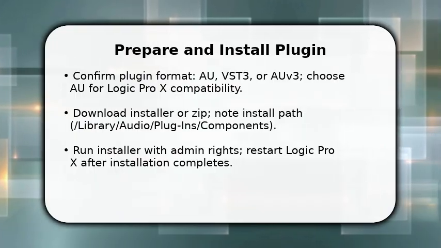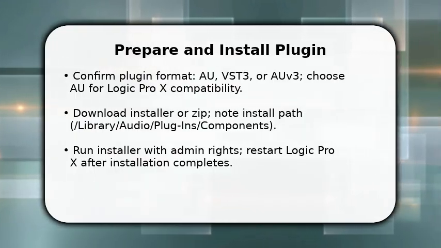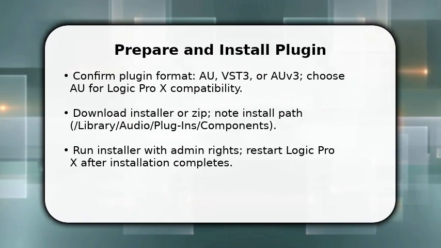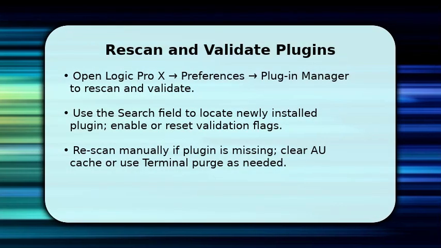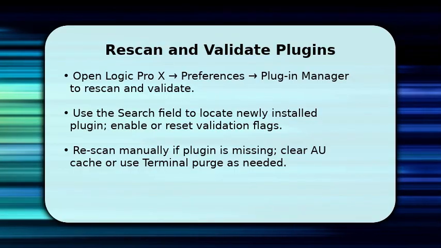After installation, restart your Mac, or at least restart Logic to let the system register new audio units before you proceed. Next, you rescan and validate the plugin inside Logic Pro X so it becomes available in projects. Open Preferences and go to the Plugin Manager. Search for your new AU and run validation if it's grayed out.